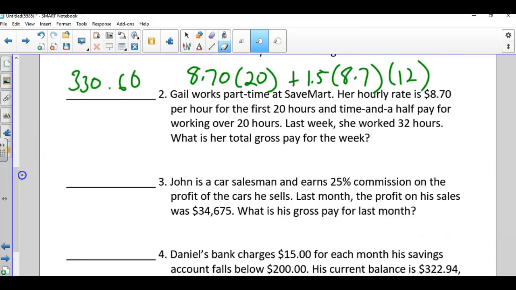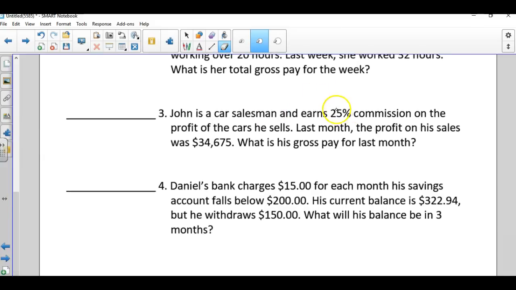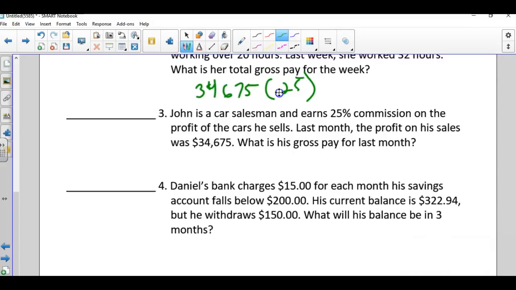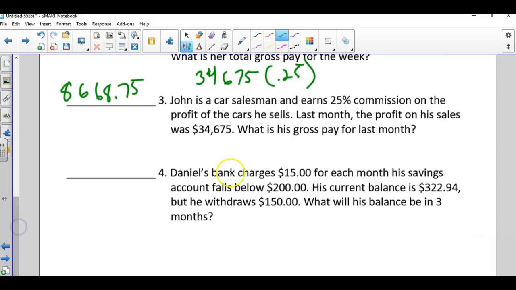All right, moving on. John is a car salesman and earns 25% commission on the profit of all cars he sells. Last month, the profit of his sales was $34,675. What is his gross pay for last month? So again, he gets 25% of the profit. Oops, that's a 4, guys. And that's going to give us $8,668.75.